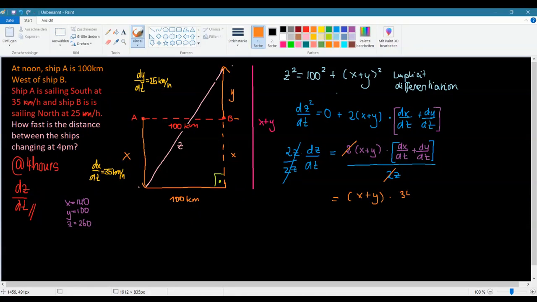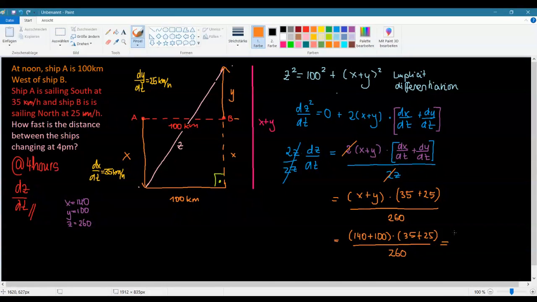times 35 plus 25, because we know that those are the rates. We were given those rates in the beginning. And all of that over z. And we know that z is 260. And now we're going to plug in 140 and 100 for x and y. So we're going to end up with 140 plus 100 times 35 plus 25 all over 260. And the solution to this is going to be 720 over 13. And now don't forget your units, that's kilometers per hour.